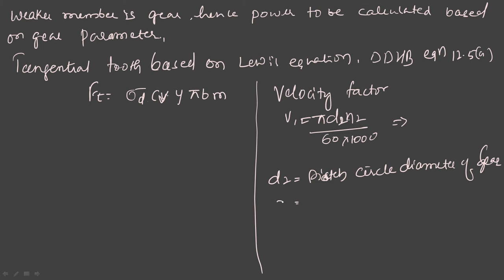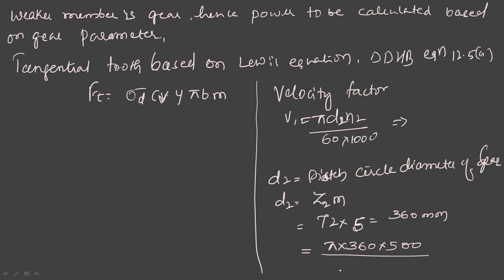Okay, so now d2 equal to z2 into m. Z2 is 72, m is 5 here. Now how much are you going to get? 360 mm. So now you find out V here. V equal to pi d2 N2 divided by 60 into 1000. N2 is 500 here. Now you find out what is the velocity here.